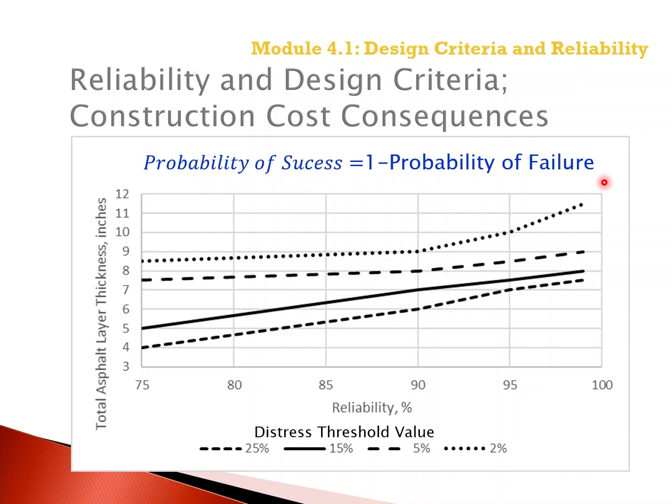If we look at this slightly differently, remember the probability of success is 1 minus the probability of failure. So again, that was defined in Chapter 7 of the Manual of Practice, and this is simply to restate that the probability of success is 1 minus the probability of failure.